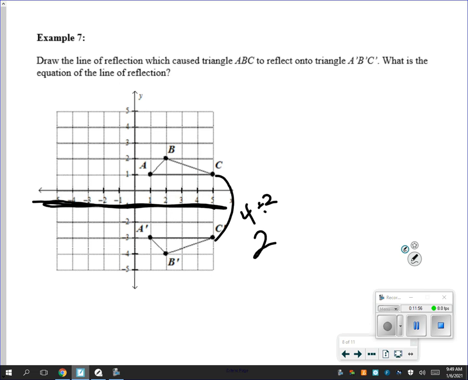Because it works. Remember, what's close stays close, what's far away stays far away. A prime is 2 blocks away, A is 2 blocks away. B, 1, 2, 3 blocks away, B on the other side is 3 blocks away. So whatever the distance is from the line of reflection on one side, it has to be the exact same distance on the other side. Alright?